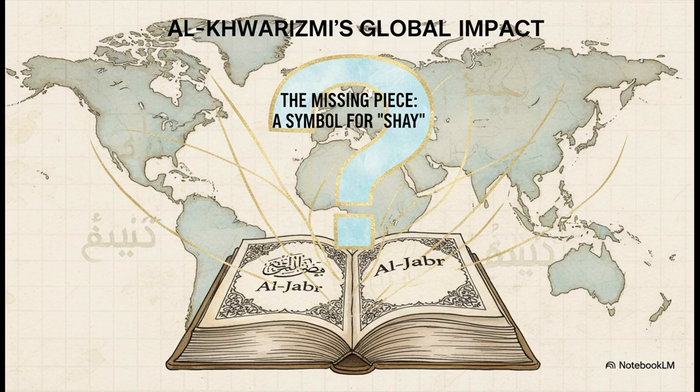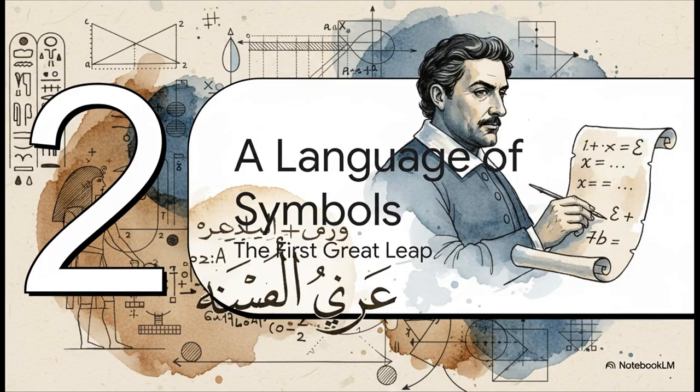Al-Khwarizmi's work on algebra was absolutely revolutionary. It spread all across the globe and changed math forever. But his system, as amazing as it was, still had a missing piece. It needed an elegant symbol to replace the word shay. The world was basically just waiting for a shortcut. And that shortcut finally arrived in Europe during the Renaissance. This was the first great leap, the incredible shift from a language of words to a language of symbols.